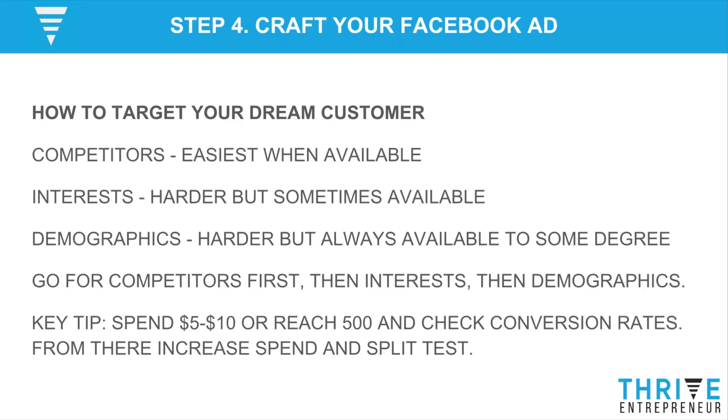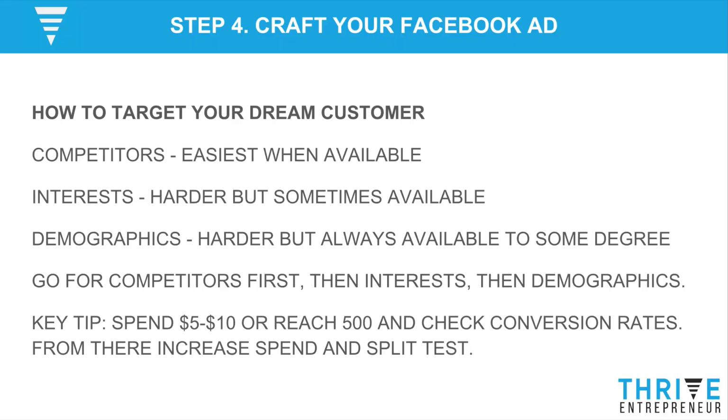The key tip is that you want to start your spend on about $5 to $10, and then once your reach hits 500, check conversion rates from there and increase the ad spend by about 20% a day. So if you start on $5, you go to $6 the next day, then $7 or $8 the next day, then $10 the next day, then $12. So you're just sort of increasing by about 20% as you go along.